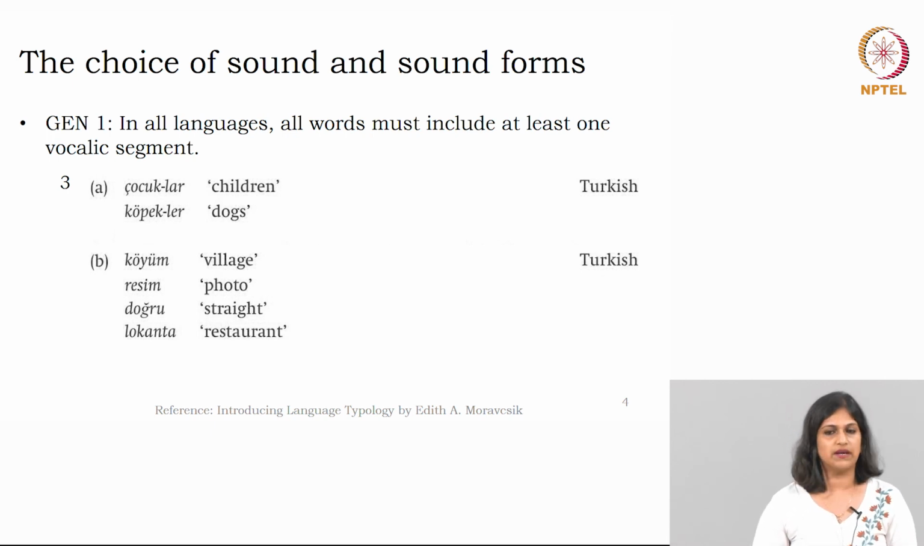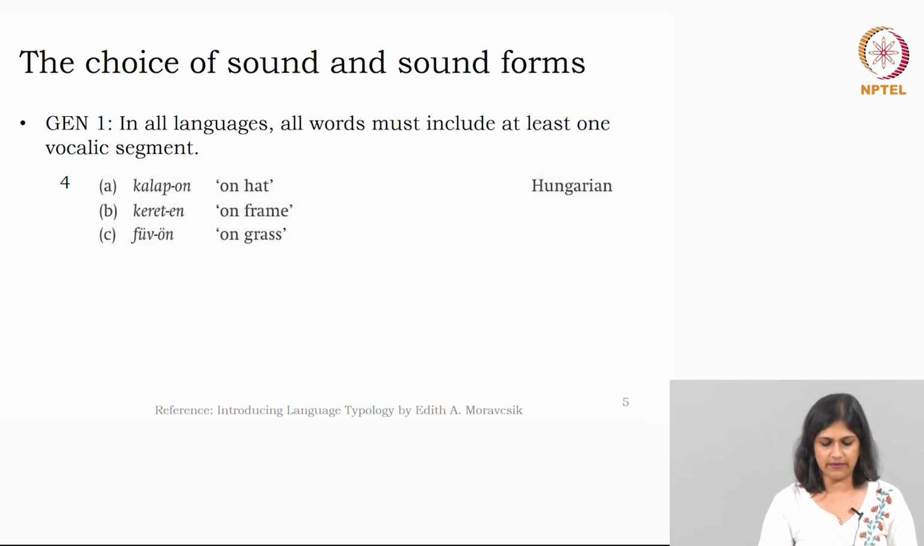Similar is the case with Hungarian. Hungarian data is given here: kalapon, caret n, or fuv on. In these cases also, for each syllable you have a syllabic or a vocalic segment. So, that is about the first generalization of the world's languages.